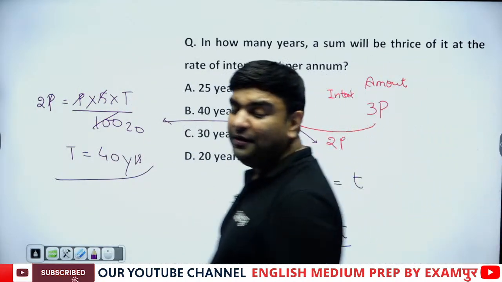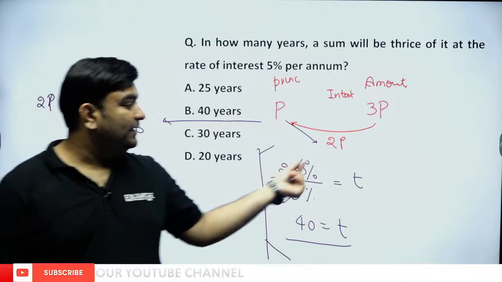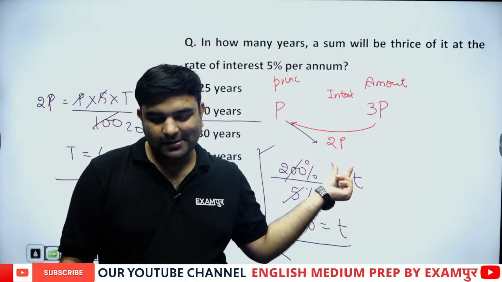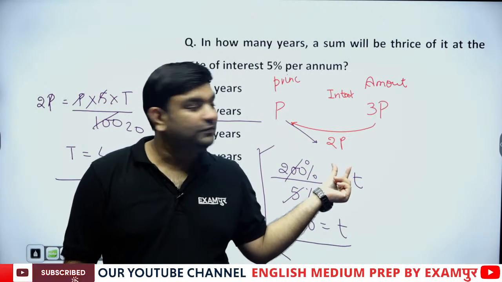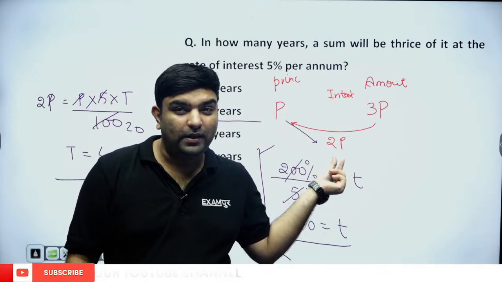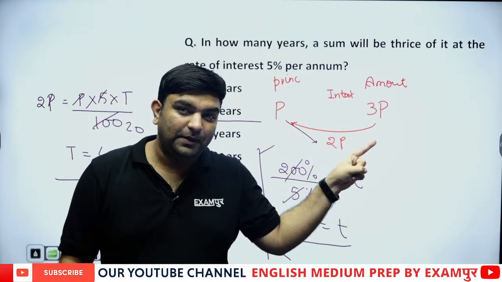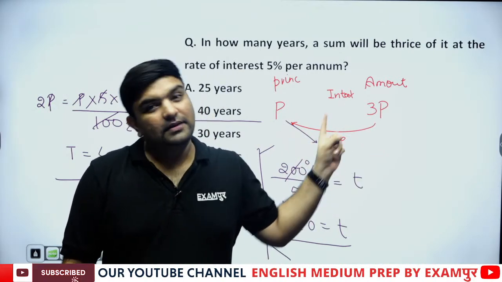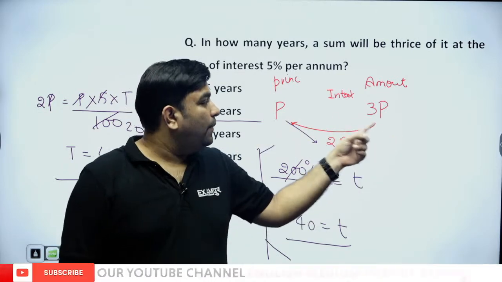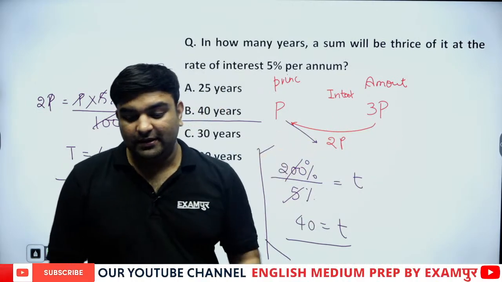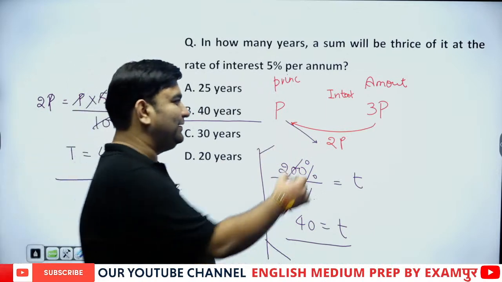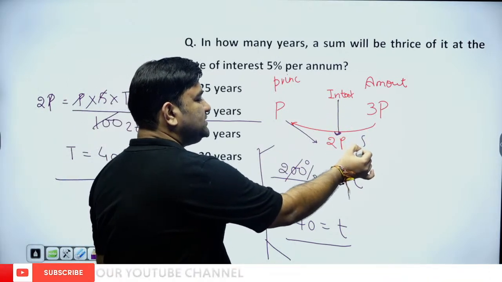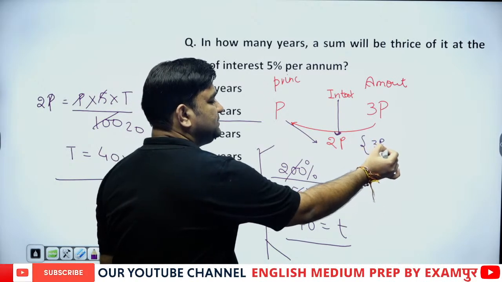You are not getting an interest of 3P. You are getting an interest of 2P. P is becoming 3P. Becoming means amount. So amount minus principal is interest. That is the only concept over here. Why is this 2P coming? 3P minus P.